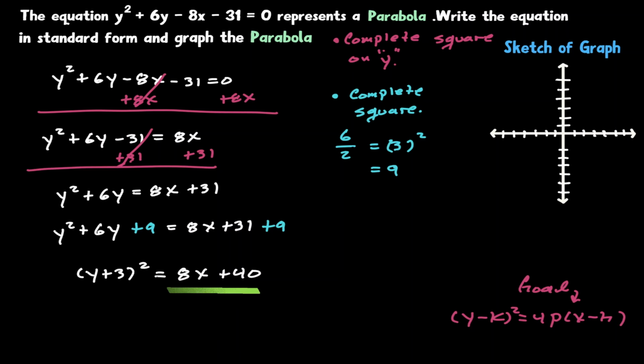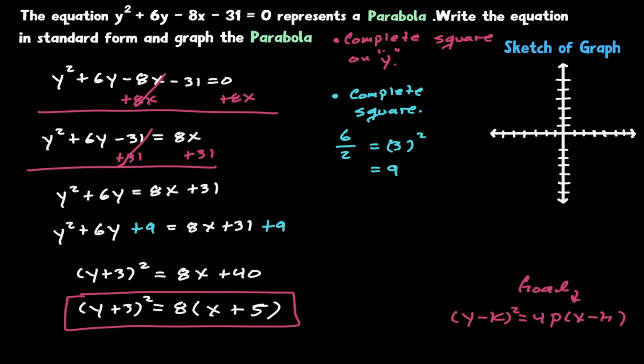On the right-hand side, notice that the variable x does not have a leading coefficient. In what we want, we have a leading coefficient of 8. So let's factor that out. And when we do, we are going to get x plus 5. And we are done, because this equation looks exactly the same as the equation of the parabola that we wanted to have.